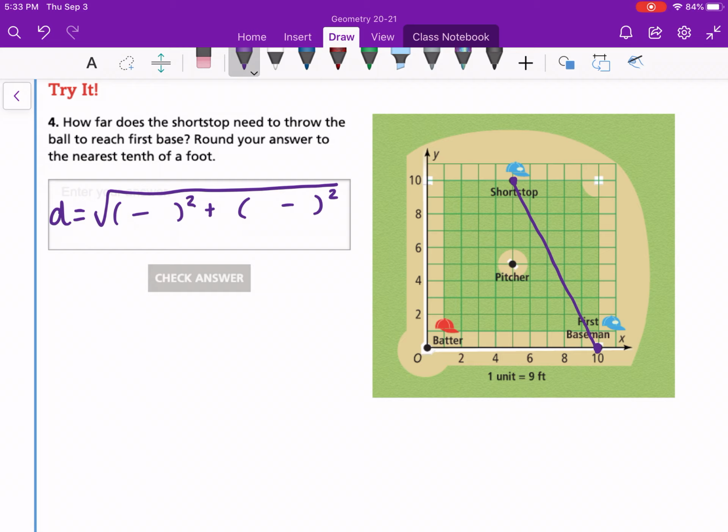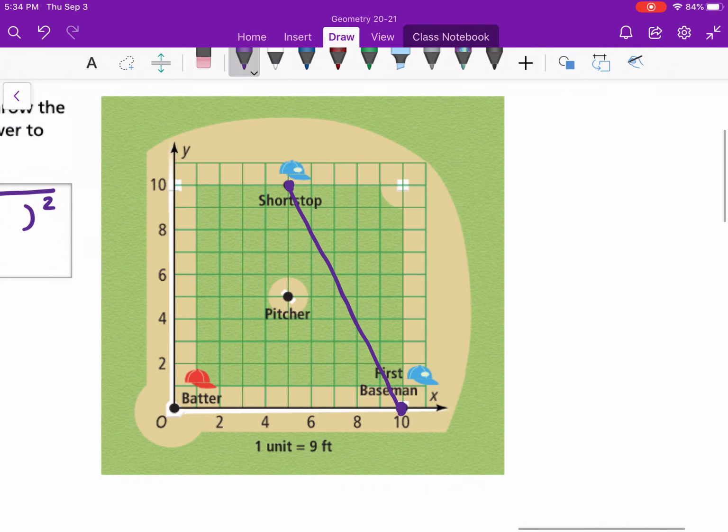I can get started and do all that, but I'm stuck until I have 2 X's and 2 Y's. So that means I have to look at this coordinate grid, and I need to know the coordinate of the shortstop and the coordinate of the first baseman.